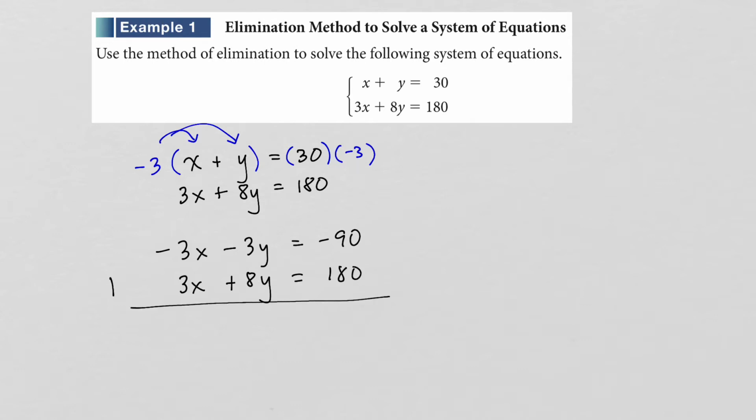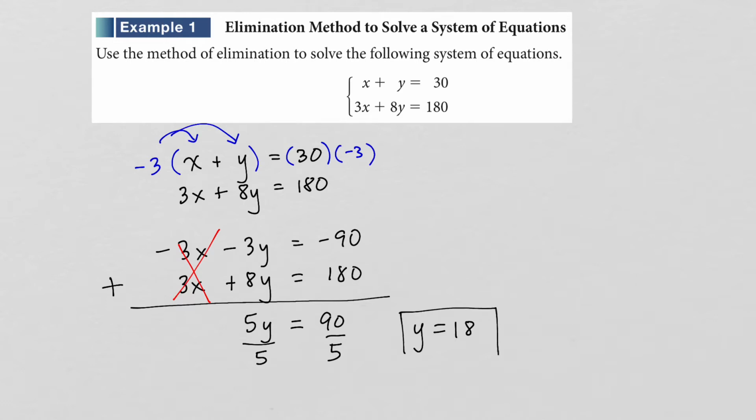But now you can see if I add these two equations together, the x terms cancel out. -3y plus 8y is 5y, and -90 plus 180 is 90. And now I can simply divide both sides by 5 to get y equals 18.